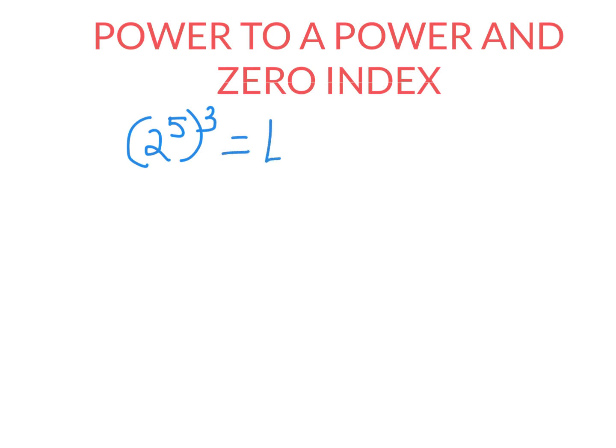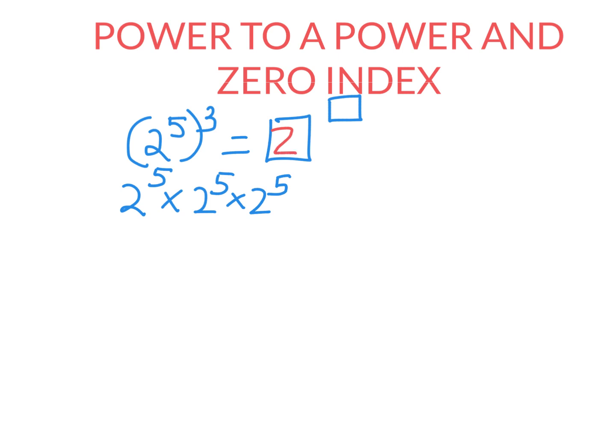So index form means something to the power of something. So how do we go about this? Well, remember, raising to the power of 3 is the same as timesing something by itself 3 times. So this is the same as 2 to the power of 5 multiplied by itself 3 times. But we know from the multiplication index law, the first index law that we've already learned, when you're multiplying bases, you keep the same base and you add the powers. So 5 plus 5 plus 5 is 15. So 2 to the power of 5 to the power of 3 is 2 to the power of 15.